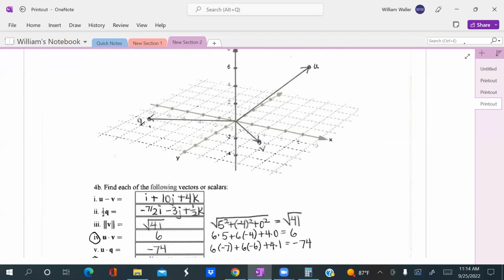I'm not sure what quadrant that is. It's hard for me to read my tick marks here. Is this the first quadrant? I think so, right? So the terminal point of U is floating above the first quadrant. The terminal point of Q is over here, so that would be the third quadrant. But nevertheless, we're trying to find the angle between these two vectors, U and Q.